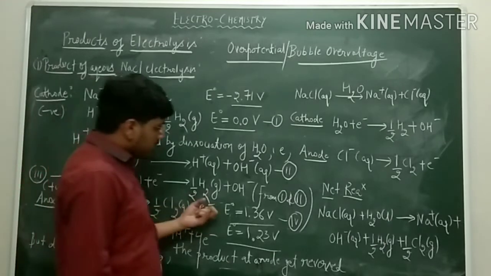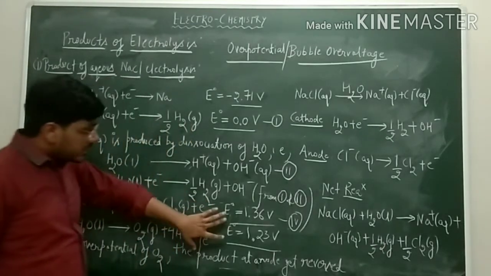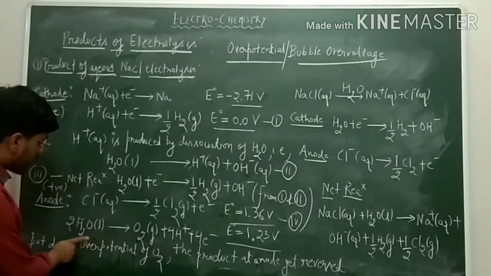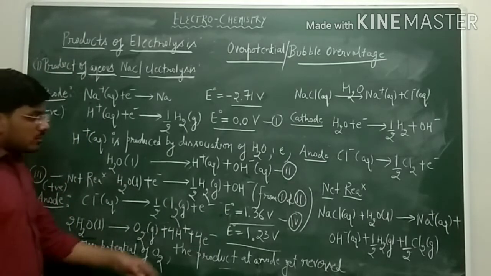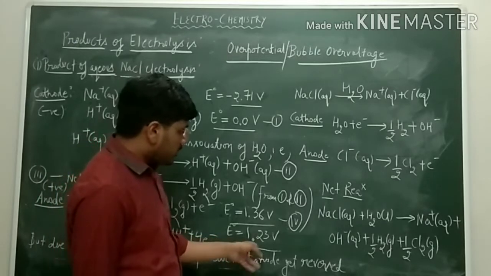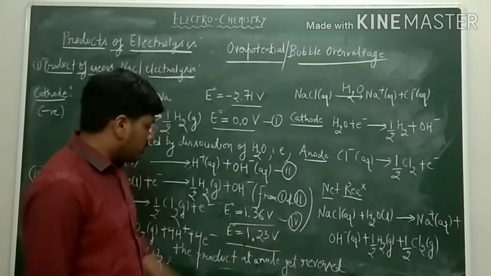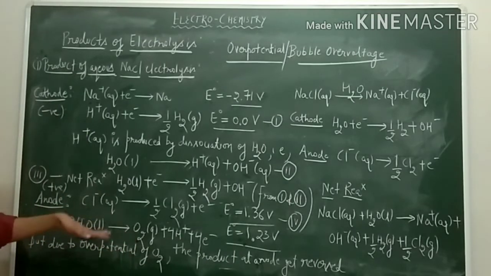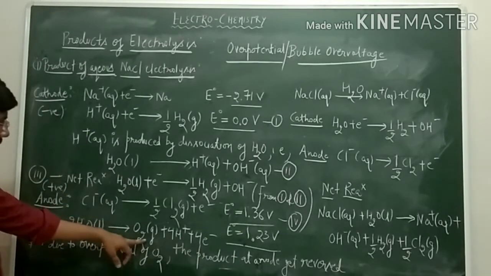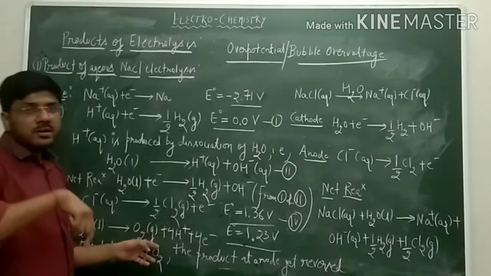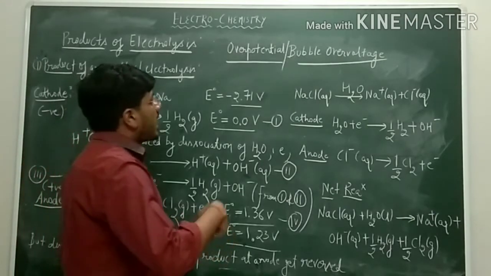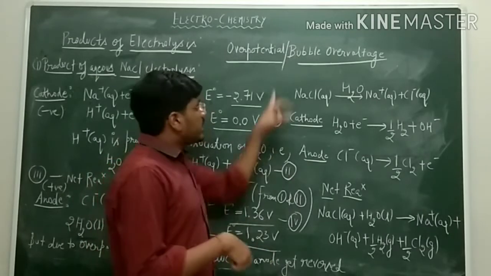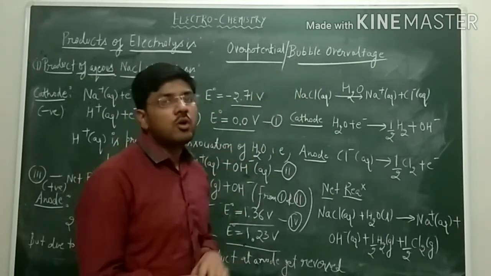or we can say the species with higher oxidation potential has more tendency to undergo oxidation. Since these are the reduction electrode potentials, and the reduction electrode potential of water is less, its oxidation potential will be high. But here, the product we would expect, oxygen gas, is actually reversed. This happens because of a phenomenon called overpotential or bubble overvoltage.